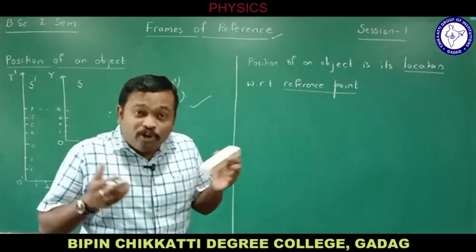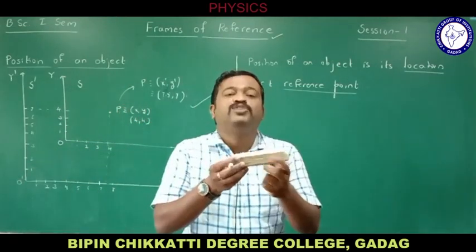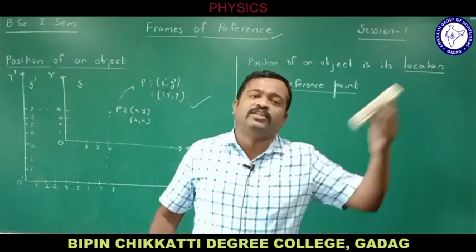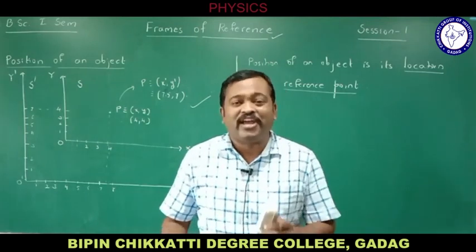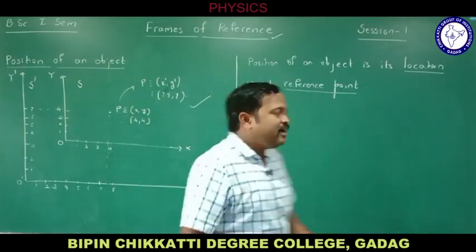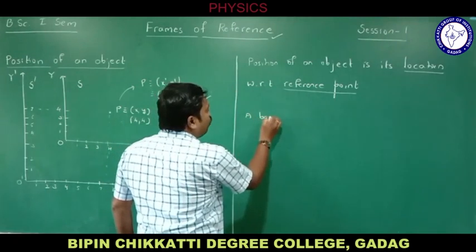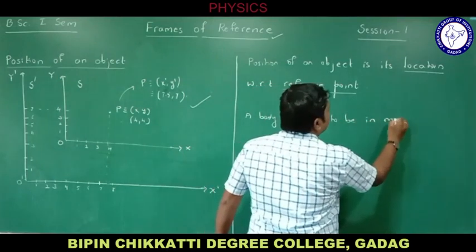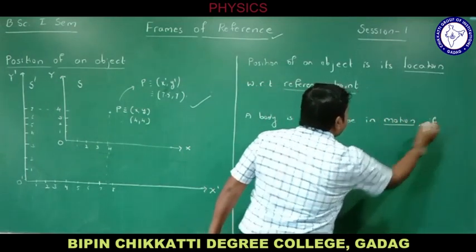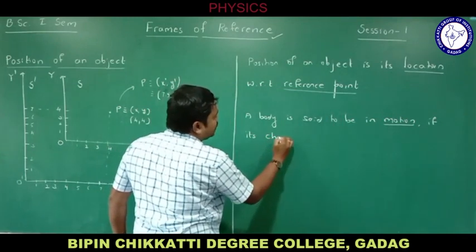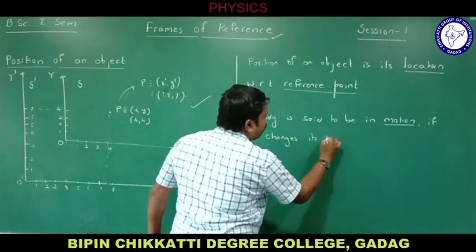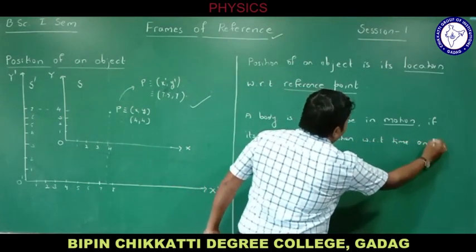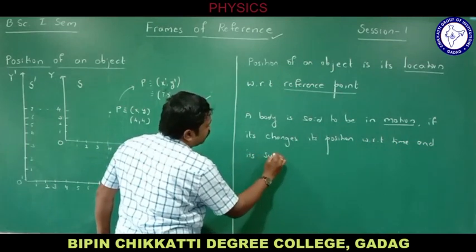Okay. Now, in order to describe how the object is, there might be two things. The object may be at rest, the object may be in motion. How to describe that? How to express it mathematically again, right? A body is said to be in motion if it changes its position with respect to time and its surroundings.